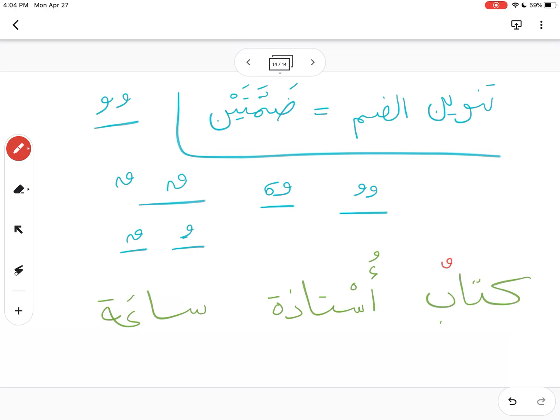So all you're going to do is you're going to put it at the end. Kitabun. And so we're going to pronounce that ba with the un sound. Ustadha, it's ending on ta' marbuta, so you're going to pronounce it with tun. Ustadhatun. Sa'atun.